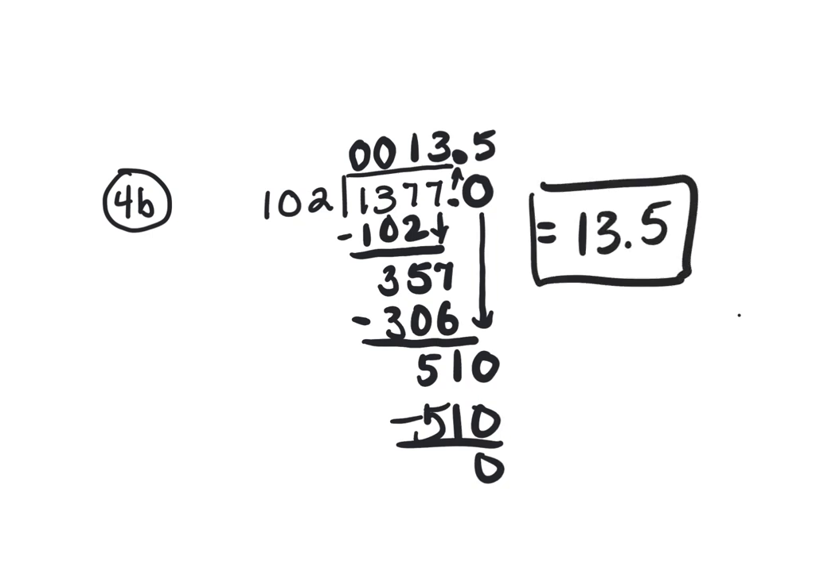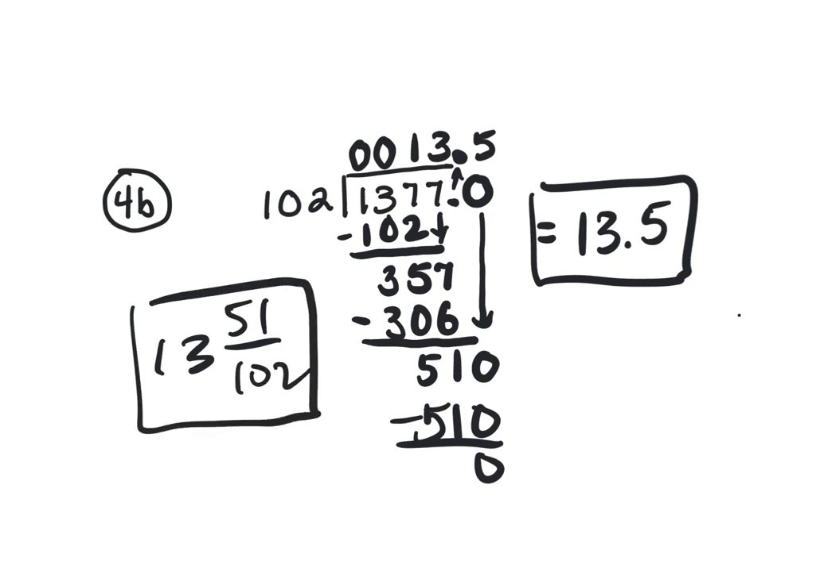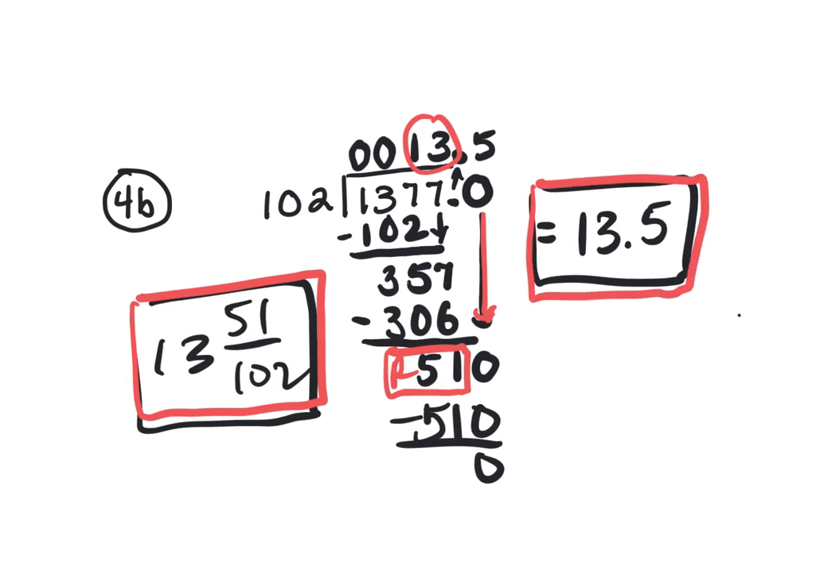If I had stopped the problem earlier, the answer would have been 13 and 51 over 102, right? I would get that because I've got my 13 up here, and I had a remainder of 51 right here before I started annexing zeros. So 13 and 51 over 102 is actually the same as 13 and 5/10, just another way to write it.